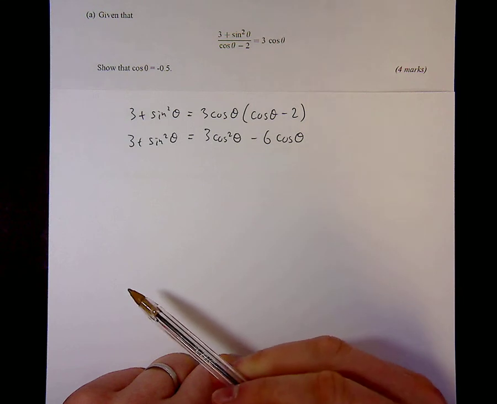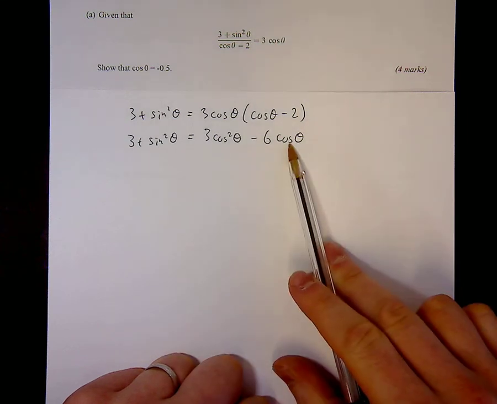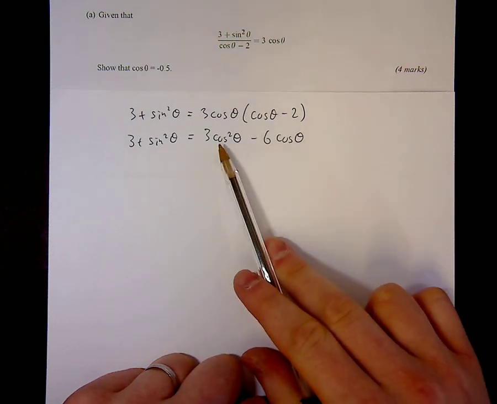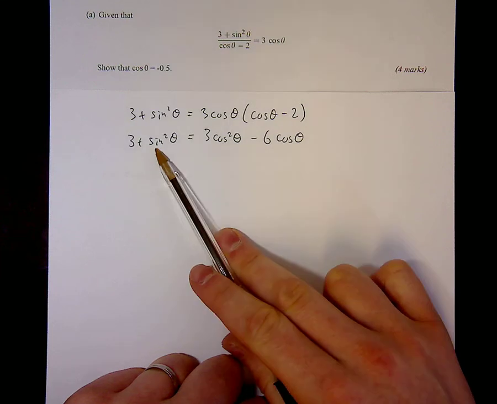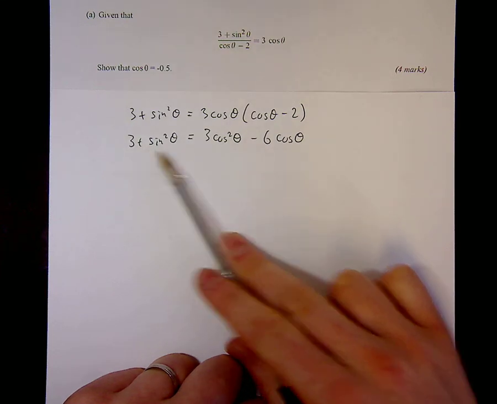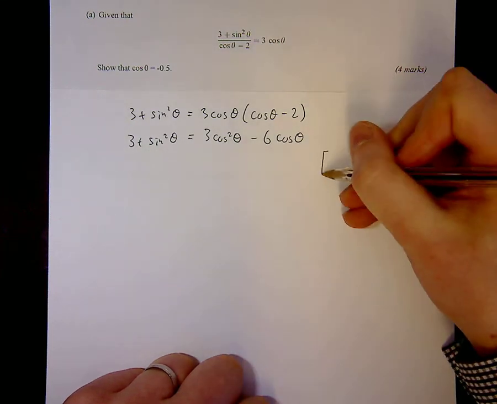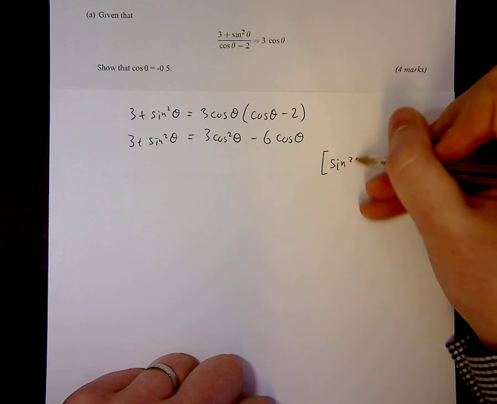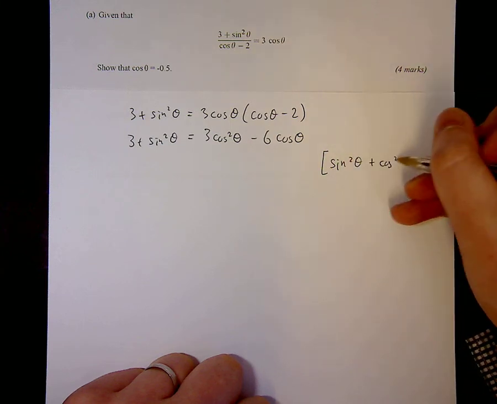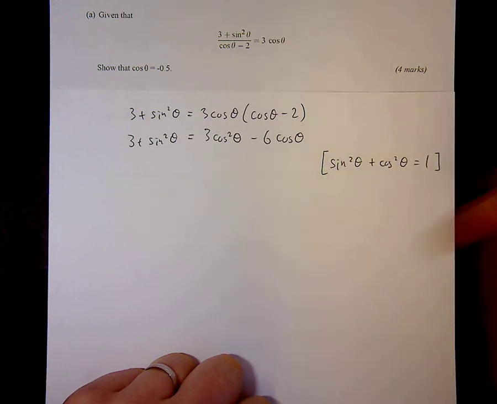Now because I've got a cos theta here as well, it makes it easier to keep this cos squared theta and remove the sine squared. Eliminate this in some way. So we need to use an identity in this way. One I'm going to use is sine squared theta plus cos squared theta equals 1. So it's really important you learn this for your formula sheet.